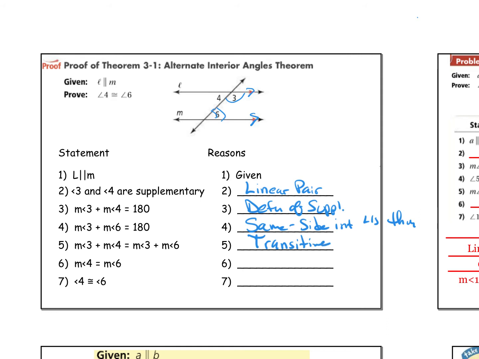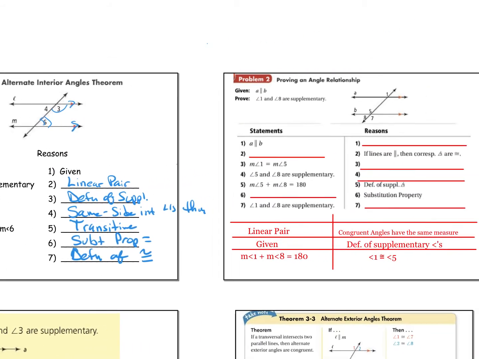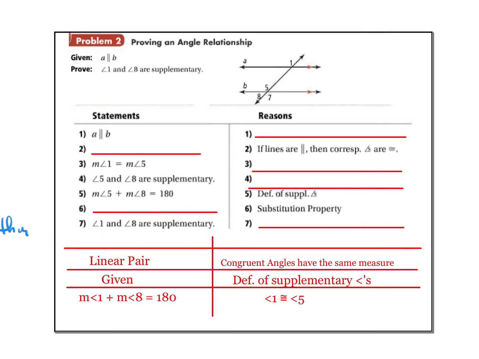And then what allows us to go to 4 and 6 are equal then? We did something else. Finley? Subtraction property of equality. And now we went from measures being equal to angles being congruent. What is that? Definition of congruence. Okay, try the next one, and then we'll go over it.